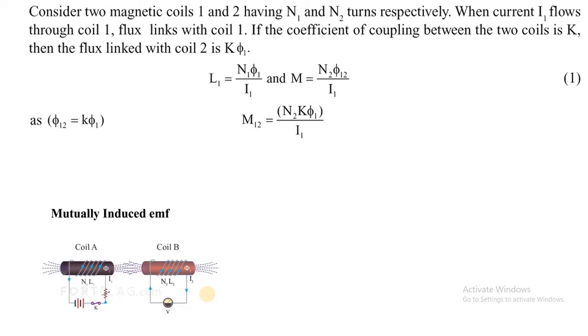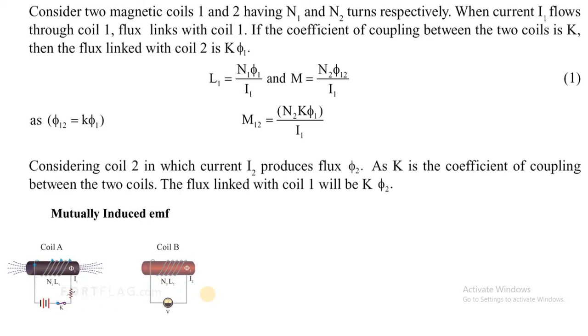So M12 gives you what information? M12 gives you the information that coil 1 is taking current and coil 2 is going to cut the flux phi 1. So the induced EMF we are measuring in coil 2 is called the mutual induced EMF in coil 2. It is called the mutual inductance of coil 2, M12. Okay. Now consider the exactly opposite case.